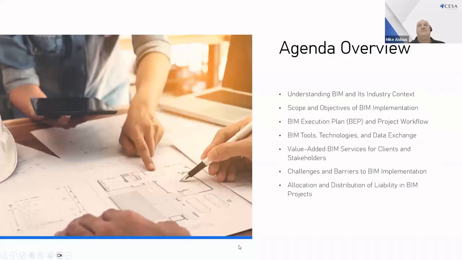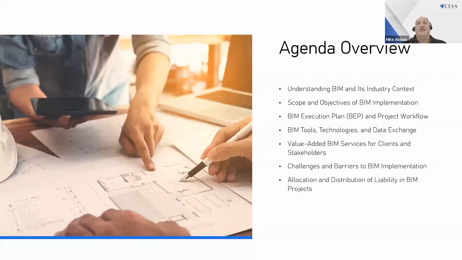So let's get into the agenda. Just a quick overview of what we'll be looking at today. Understanding BIM and its industry context, the scope and objectives of BIM implementation, and then the BIM execution plan, BIM tools, technologies, and data exchange, value-added BIM services for clients and stakeholders, challenges and barriers, and then probably one of the most critical aspects, allocation and distribution of liability in BIM projects. This one we're going to spend a fair bit of time on.